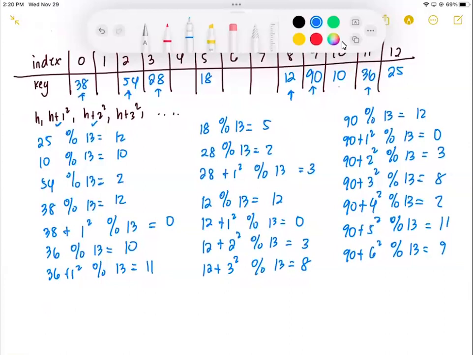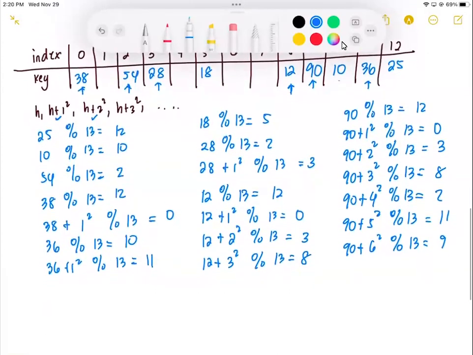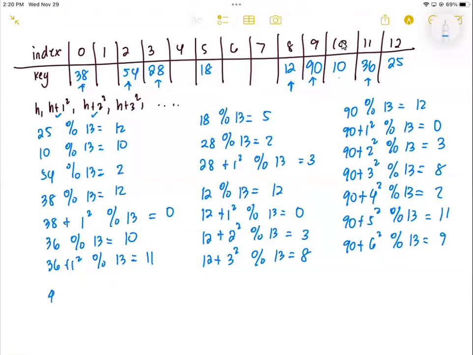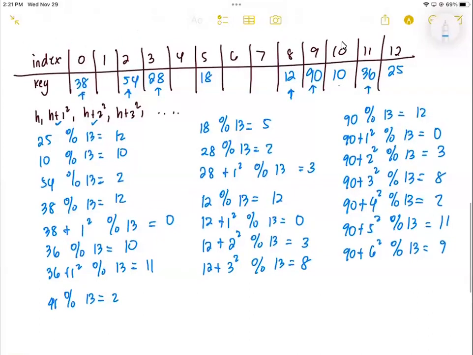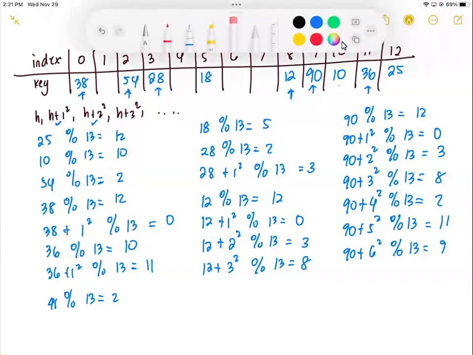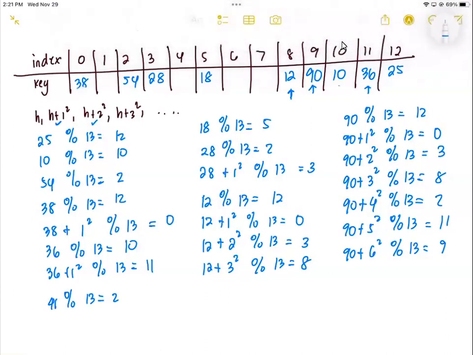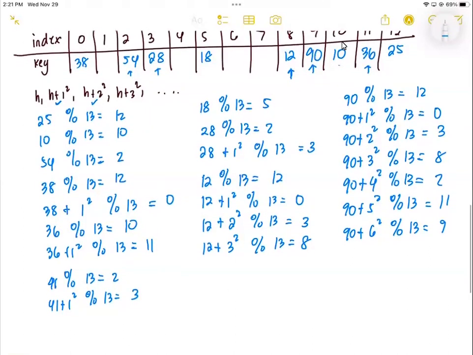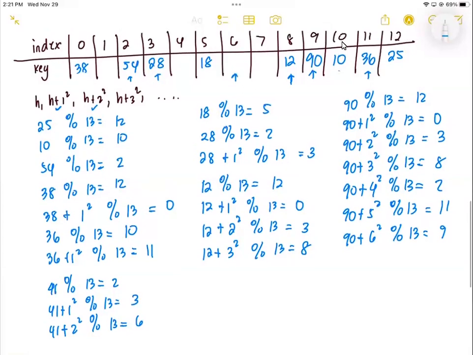So what about 41? Where can we put 41? So we have 41 here. 41 modulo 13 is equal to 2. So let's look for a slot. Can we put 41 here on the second bucket? No, because it's occupied by 54. So let's look at h plus 1 squared, or 41 plus 1 squared modulo 13, and that is just equal to 3. If we look at the third bucket, it's also occupied by 28. So we have to look for another one. So 41 plus 2 squared, or 41 plus 4 modulo 13, and that is equal to 6. If we look at the sixth bucket, it's empty. So we add 41 here.